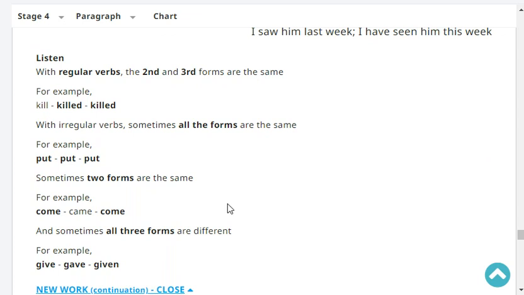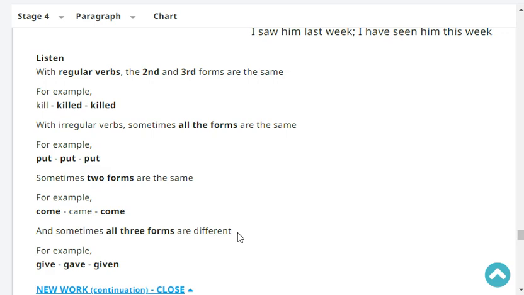Listen. When we say regular verbs, the second and the third form are the same. So the past and the past participle are the same. For example, kill, killed, killed. So that's a regular verb. When we say irregular verbs, sometimes all the forms are the same. For example, put, put, put.